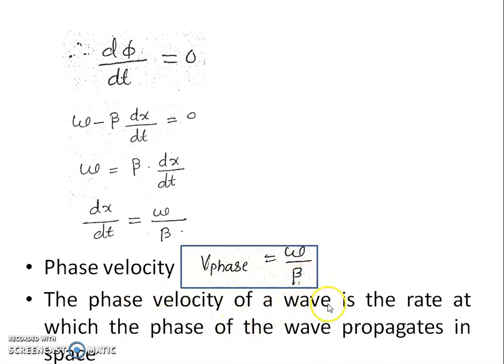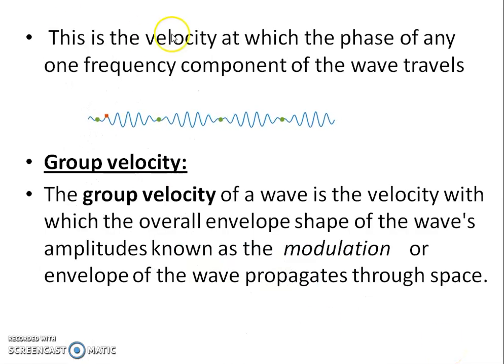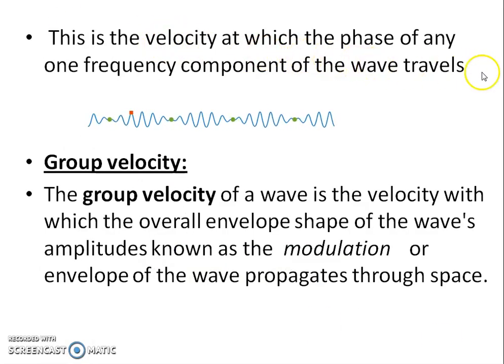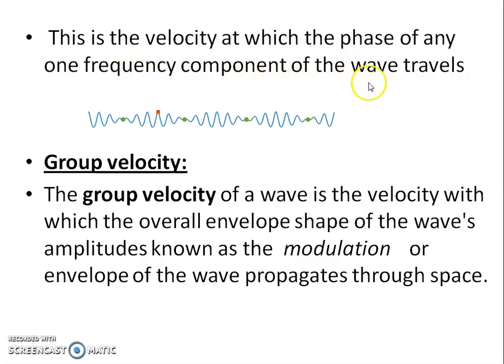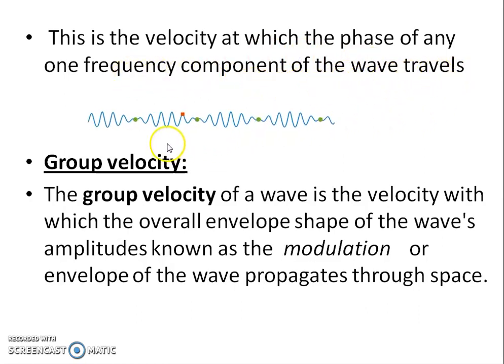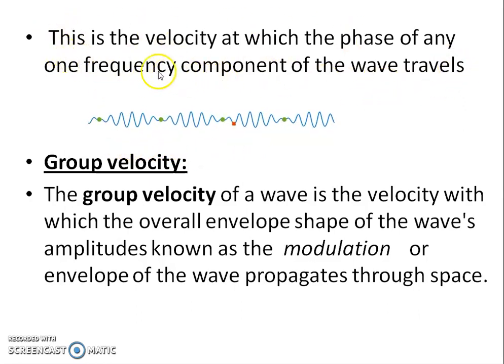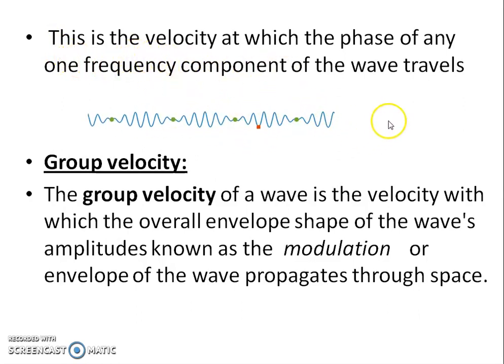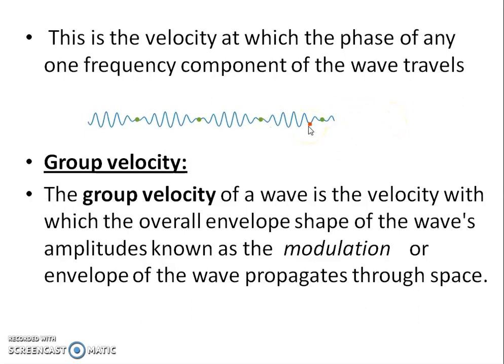The phase velocity of a wave is the rate at which the phase of the wave propagates in space. This is the velocity at which the phase of any one frequency component of the wave travels. So here we are considering only one wave, and one frequency. It is commonly known as the velocity of a wave in space. That is the phase velocity, the velocity of a phase in space.